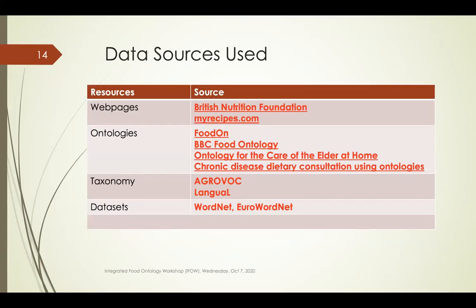And so the data sources we had used, we looked into different web pages like British Nutrition Foundation and other recipe sites. Ontologies that we looked into were FoodOn, DVC Food Ontology, Ontology for the Care of Elderly at Home, Chronic Disease Dietary Consultations using Ontology. Taxonomies used were Langwell AgroWalk, and also we followed WordNet and EuroWordNet as a part of the data sets. Next slide, please.